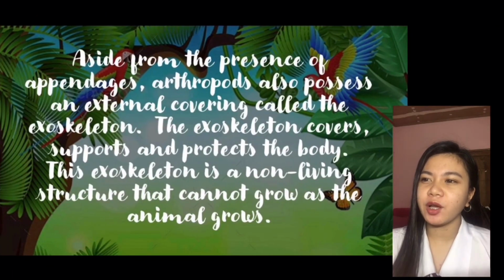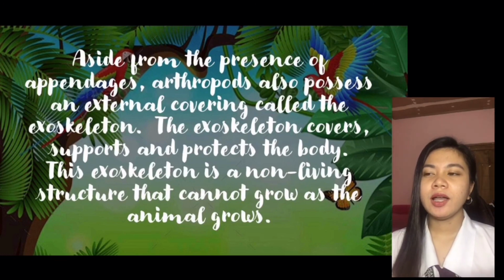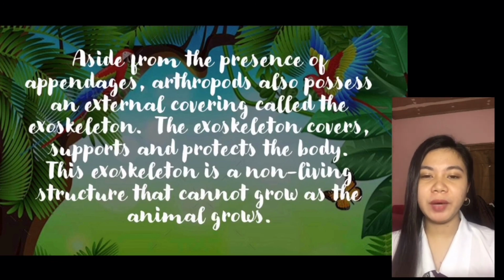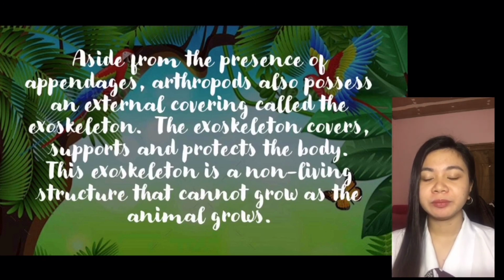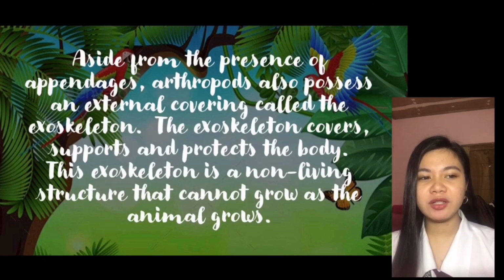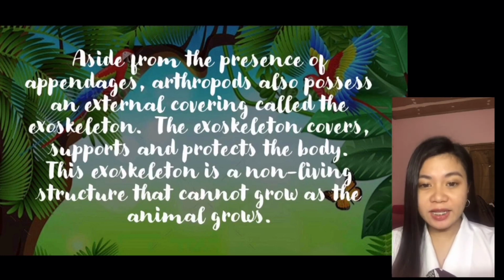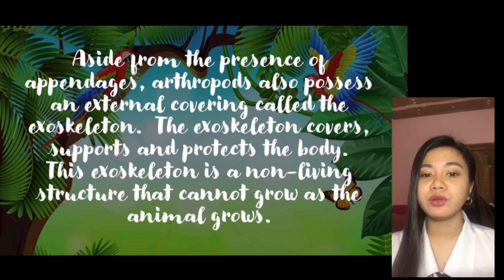Aside from the presence of appendages, arthropods also possess an external covering called exoskeleton. The exoskeleton covers, supports, and protects the body. This exoskeleton is a non-living structure that cannot grow as the animal grows. So, yung appendages po, yung parang galamay ng insects, or kung makikita po natin yung sa crab po, meron silang extended yung arms nila or yung legs nila is extended or merong kadugsong or ka-joint.